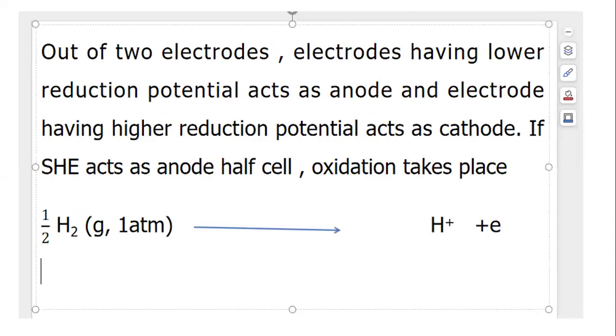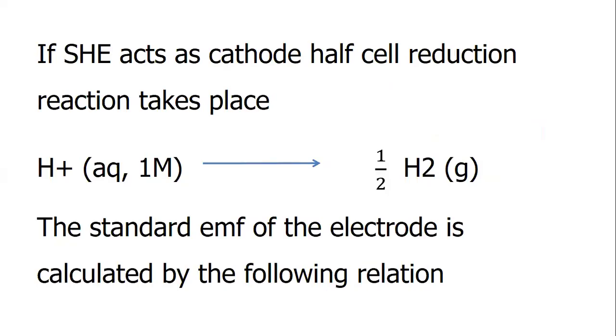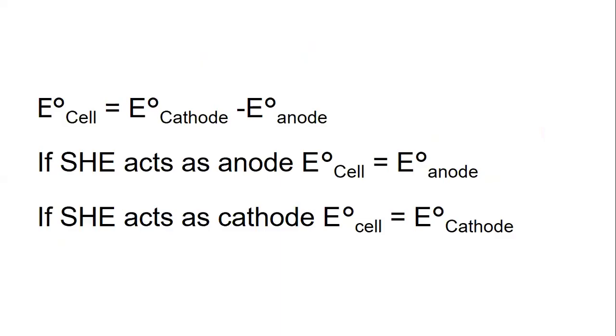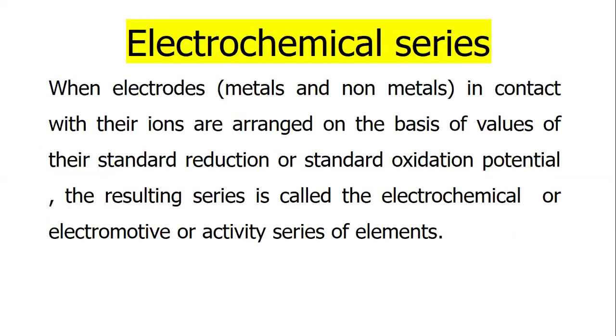Of the two electrodes, the electrode having the lower reduction potential acts as the anode and the electrode having the higher reduction potential acts as the cathode. If the standard hydrogen electrode acts as anode, the half cell oxidation reaction takes place, with H2 gas at 1 atmosphere. If it acts as cathode, the reduction half cell reaction takes place. The standard EMF of the cell is calculated by E cell equals E cathode minus E anode. If the standard hydrogen electrode acts as anode, E cell equals E cathode. If it acts as cathode, E cell equals minus E anode.